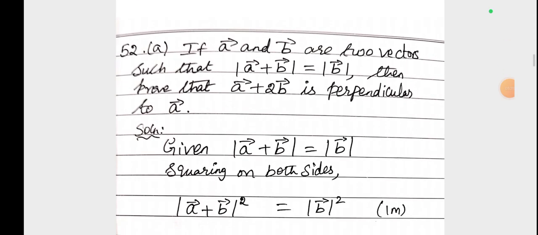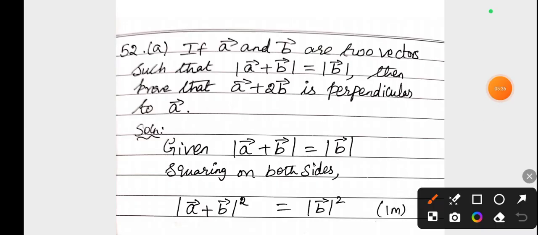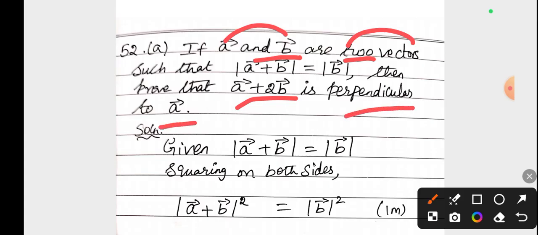Now going for 52A. Suppose if you have a doubt in the question or any steps, kindly inform in the comments. 52A: if a vector and b vector are two vectors such that magnitude of a plus b equals magnitude of b vector, then we want to prove a vector plus 2b vector is perpendicular to a vector. We know that vectors are perpendicular when their dot product is 0. So we want to prove the dot product is 0. When we prove some dot product is 0, then it is clear. This is clear, check, children.